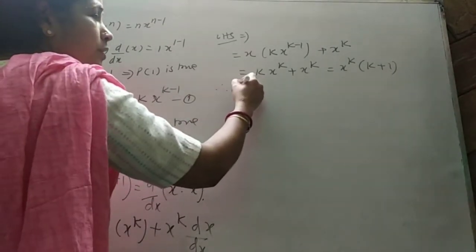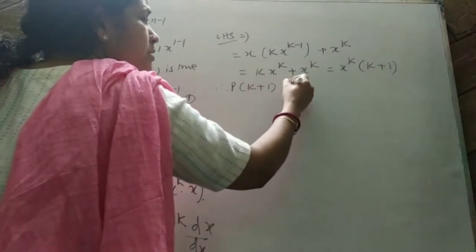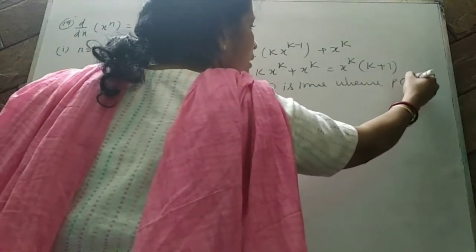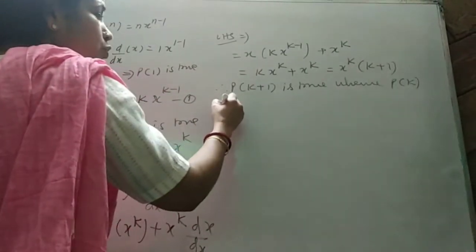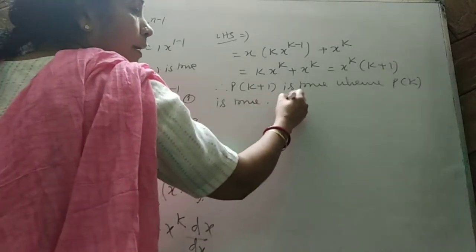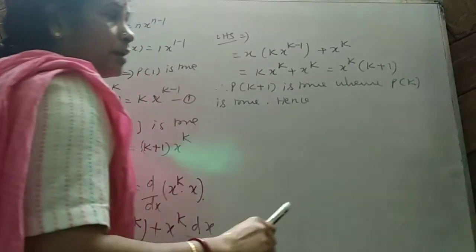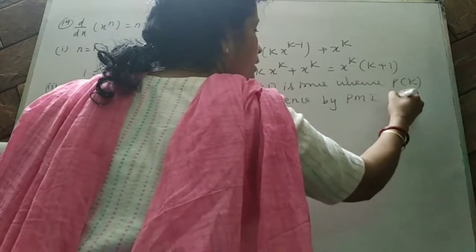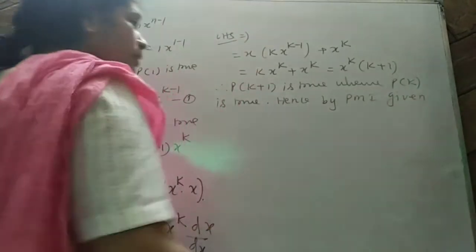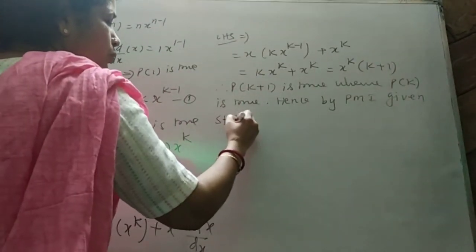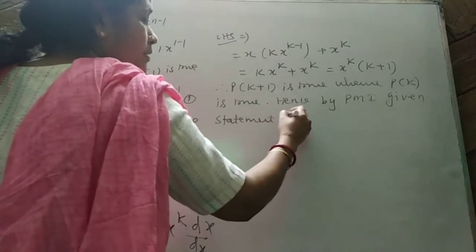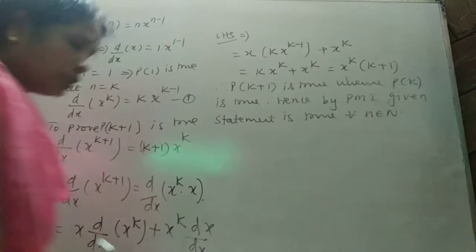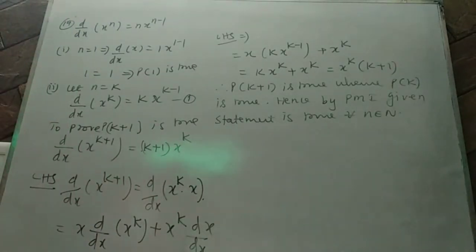Now see, ये रिजल्ट चाहिए था. Therefore P(k plus 1) is true wherever P(k) is true, proper statement होना चाहिए. So P(k) is true. Hence by PMI, I told you proper statement I required. Hence by PMI, the given statement is true for all n belongs to N. ये होता है आपका इंडक्शन के थ्रू ये क्वेश्चन करना होता है.